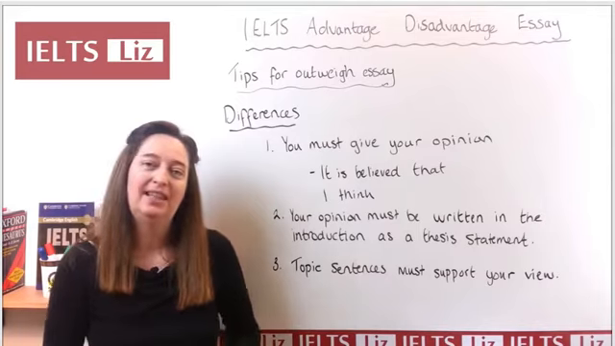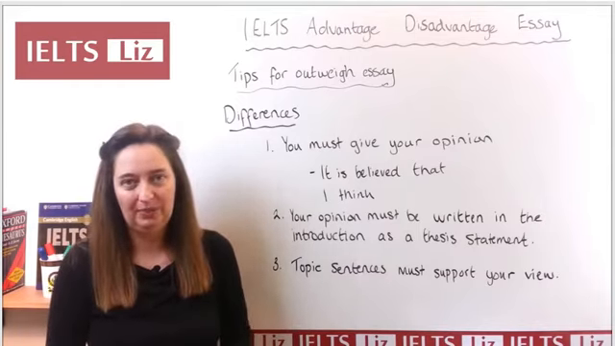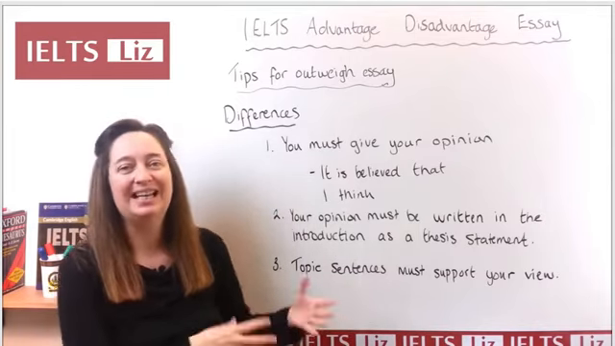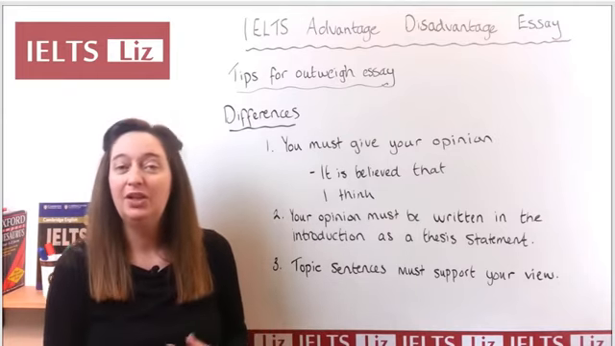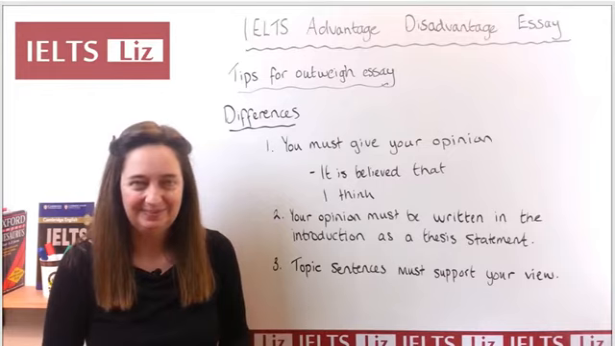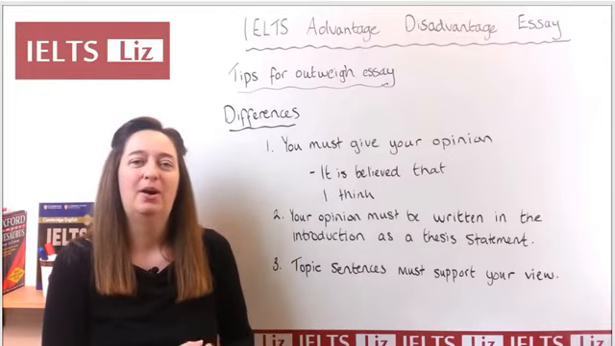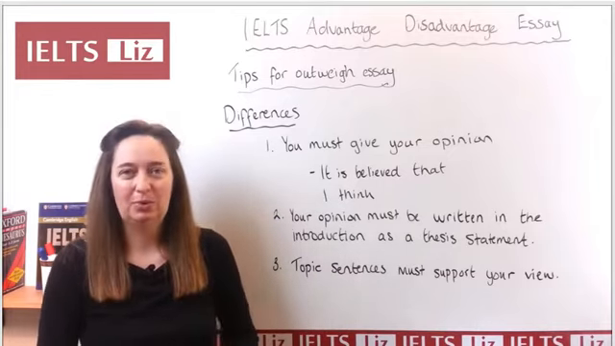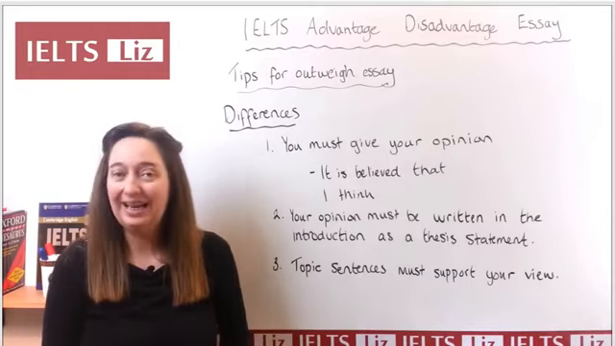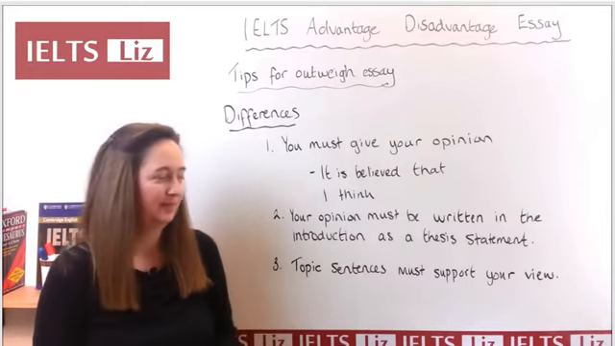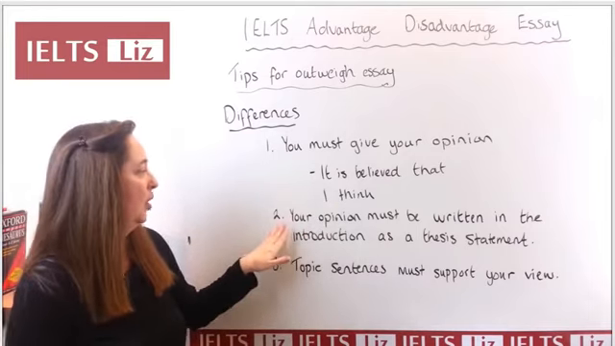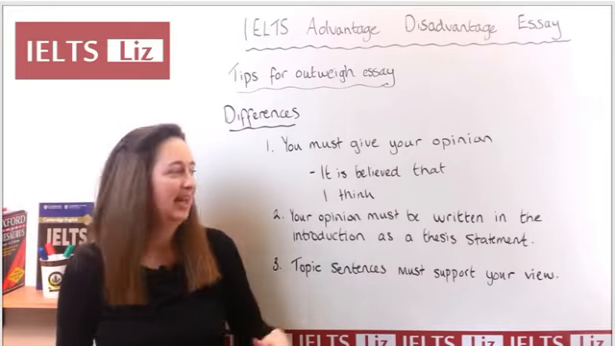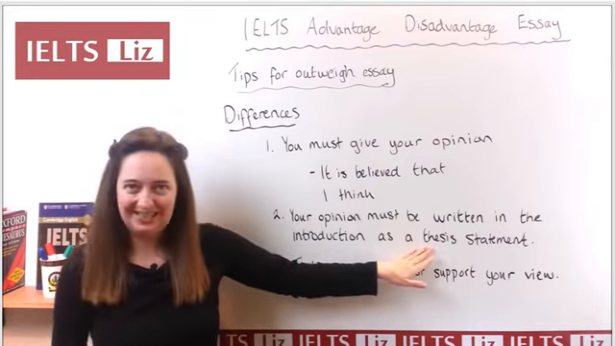Now, if the essay does not ask for your opinion, for example, advantages and disadvantages that didn't ask for your opinion, you don't use I or my in the essay. So we use I or my only to express our opinion when the instructions ask for it. So, very important that.